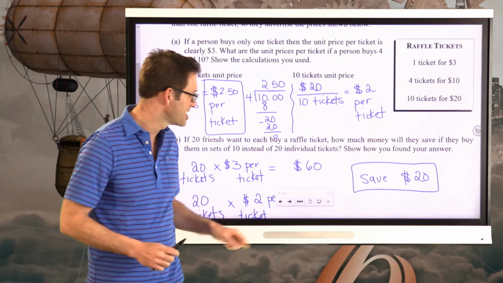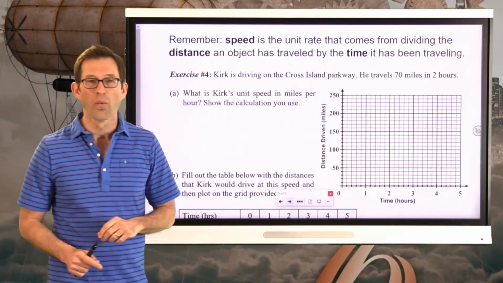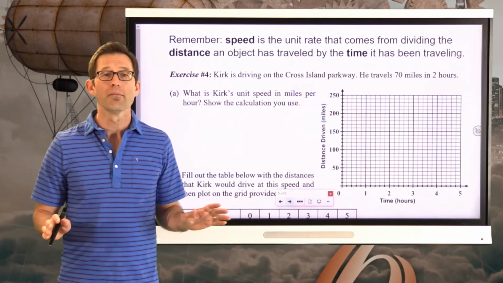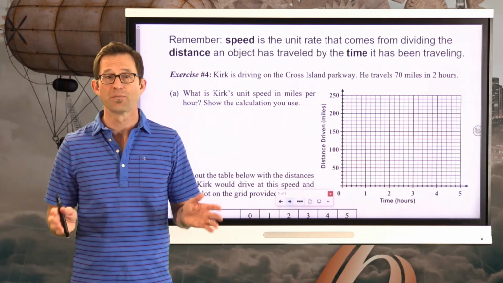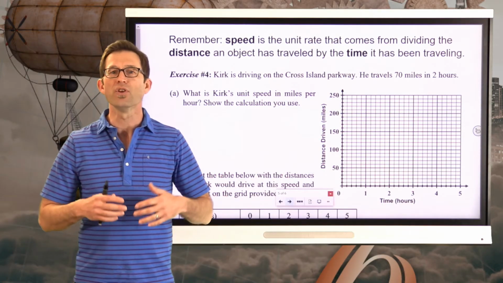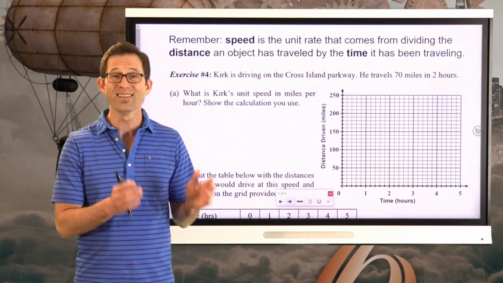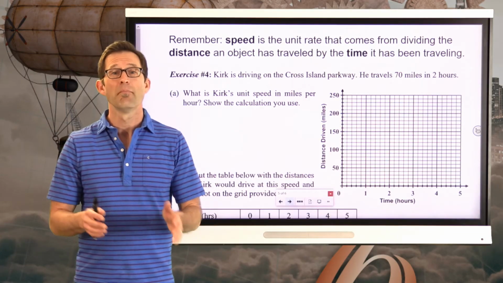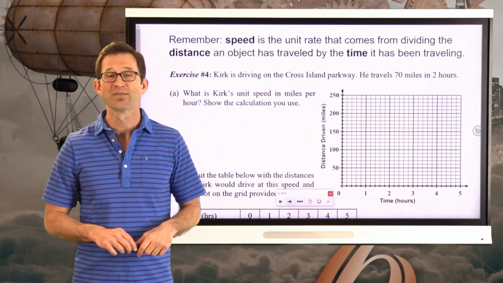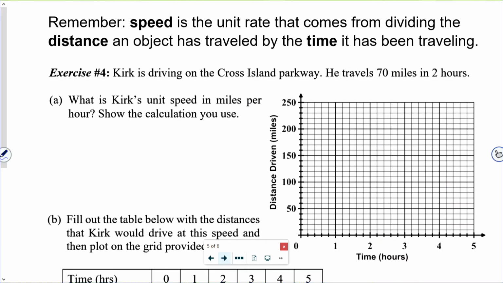All right, let's keep going. Let's take a look at one last problem. Now, one of the really important unit rates that we saw last time was speed. And remember, speed is simply the unit rate that comes from dividing the distance an object has traveled by the time it's been traveling. So let's take a look at exercise number 4.